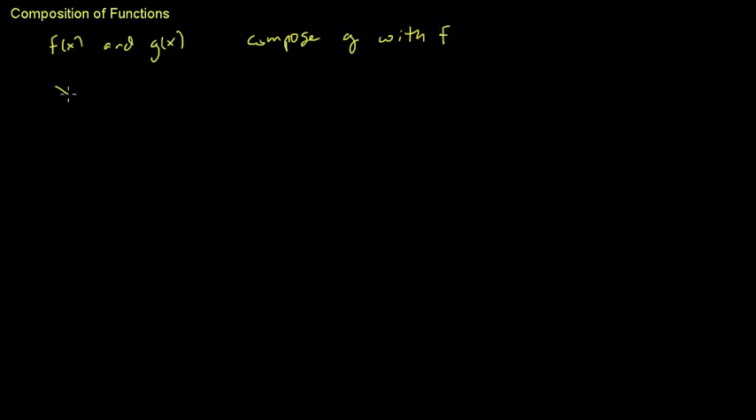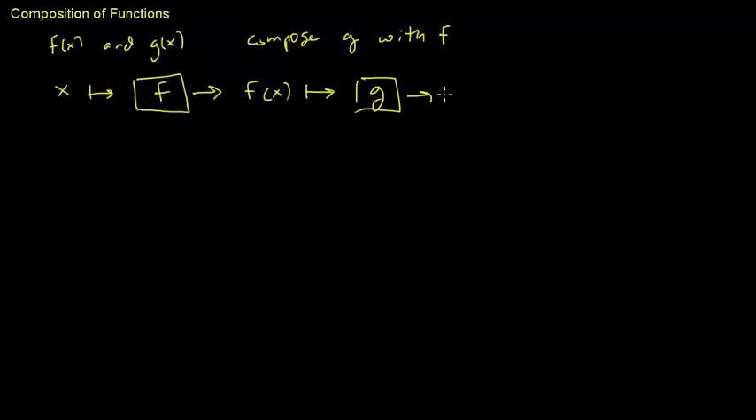Well, what it means is you take your initial input x, and the first thing you do is you just run it through your first function, f. So if the box represented the function, you're running x through this box, and what comes out? Well, what comes out is your output, which is f of x. And now the composition step is to take your output f of x, and that becomes your new input to your g function, so that your final output of the composition is g of f of x.